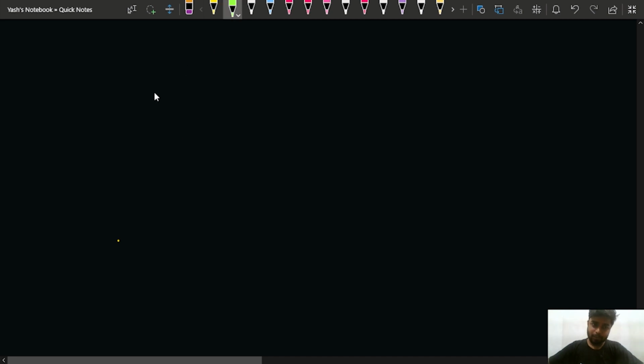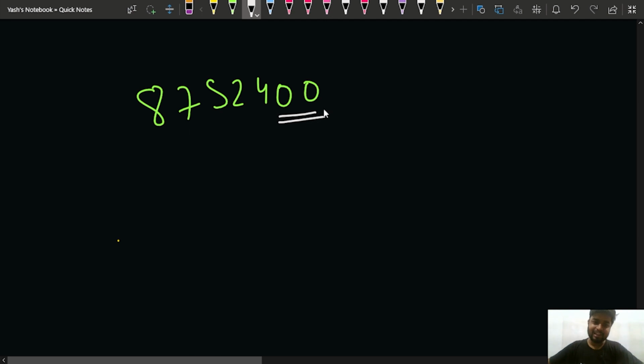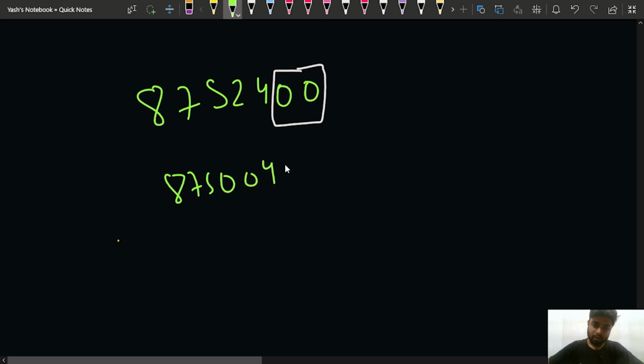Suppose I have a number, suppose the number looks like 8, 7, 5, 2, 4, 0 and 0. So here you can see that two zeros are there in the end. These two zeros are known as trailing zeros. The zeros that I have in the end are known as trailing zeros. So here I have two trailing zeros. Suppose it was something like 8, 7, 5, 0, 0, 4, 0, 0, right? In this case also I just have two trailing zeros, correct?